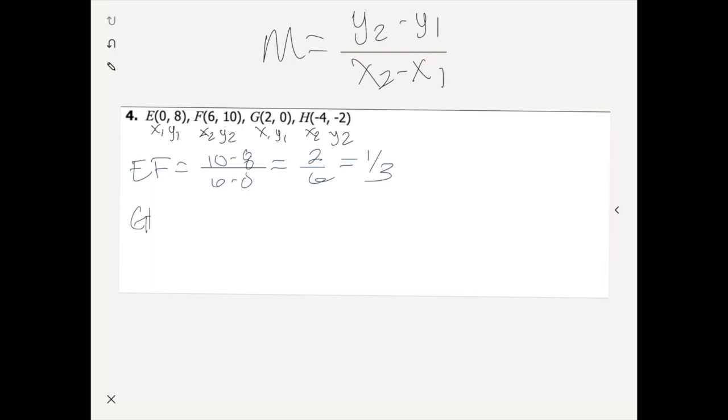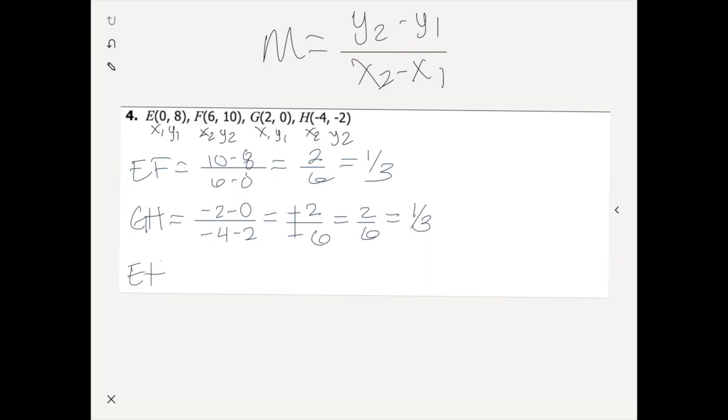Next, we have GH. I'm going to have negative 2 minus 0 over negative 4 minus 2. I'm going to have negative 2 over negative 6. Remember, negative over a negative turns to a positive 2 over 6. Now reduce it and you get 1 over 3.